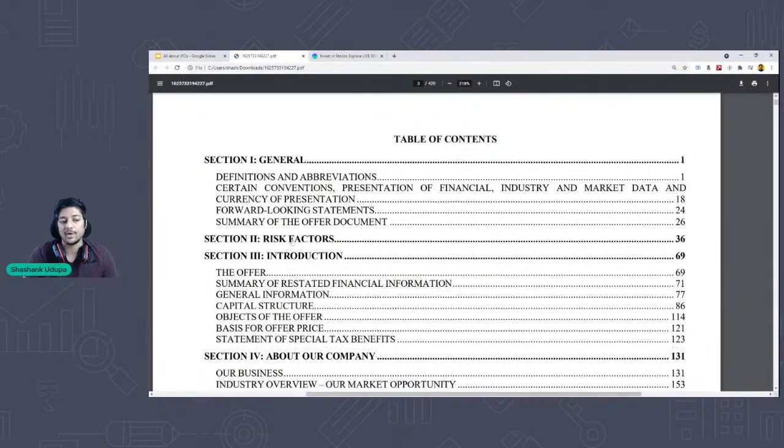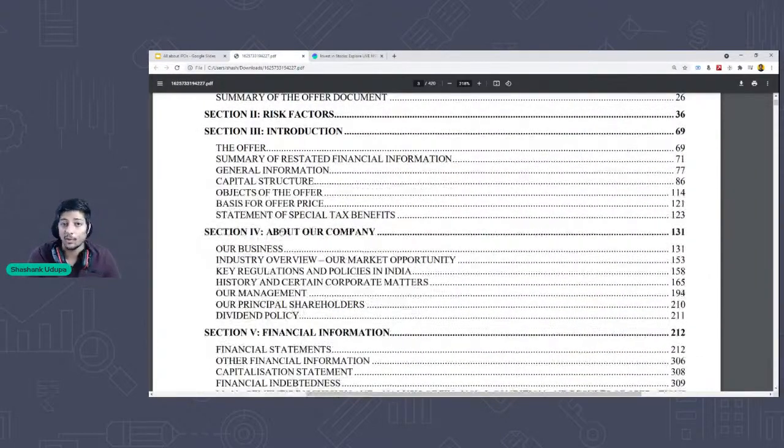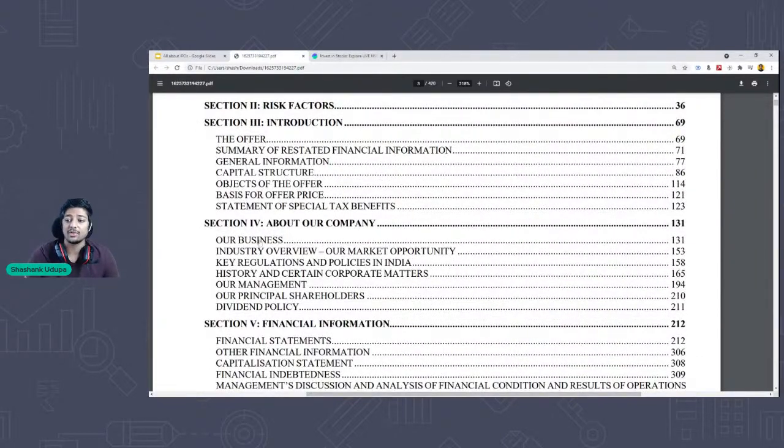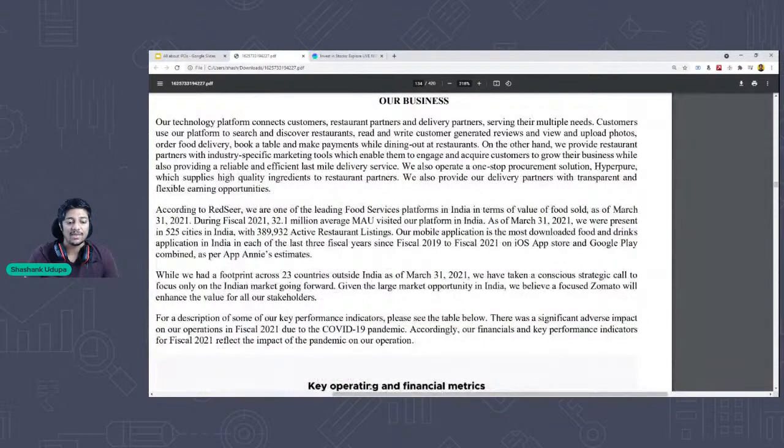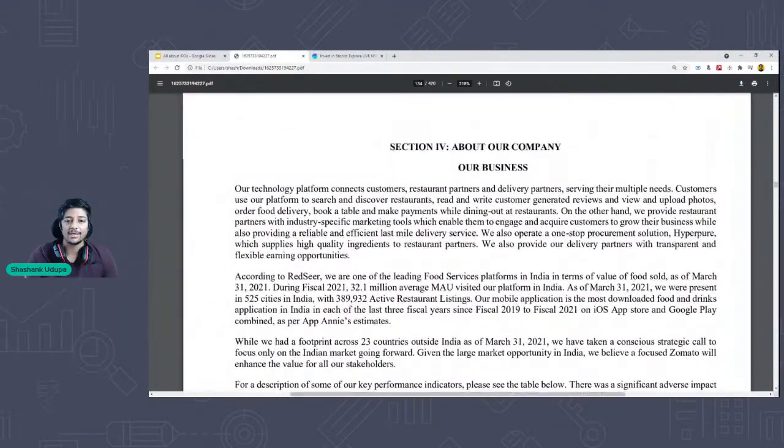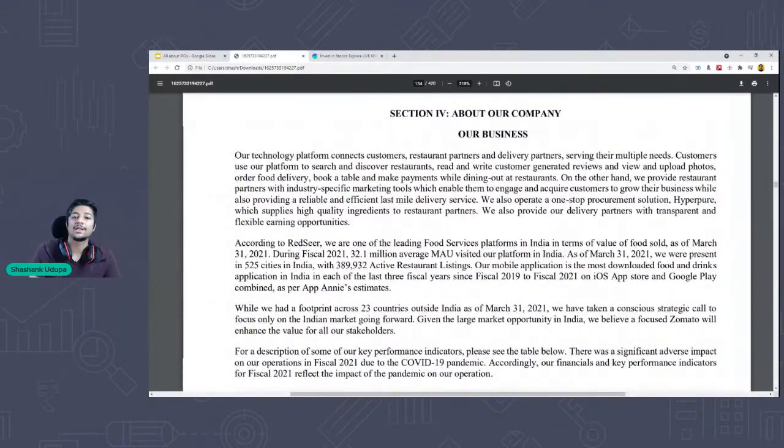Now this is something you found out. We understood what risk factors are, and we understood what the offer document is. Now I want to know, okay, all this is fine, but tell me, is your business good or bad? I want to know about your business. And is the industry I'm buying into a growing industry, or has it already become very big and won't grow anymore? I want to know all of that. That comes under section 4, which is about the company. The first thing you need to check is our business. This entire section talks about Zomato as a business. It talks about Zomato completely.